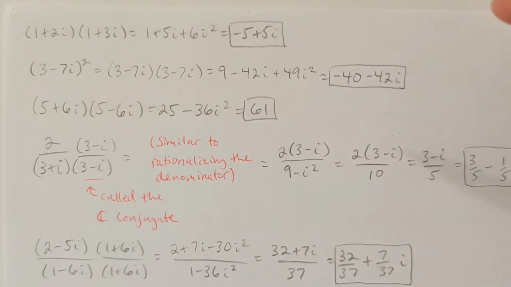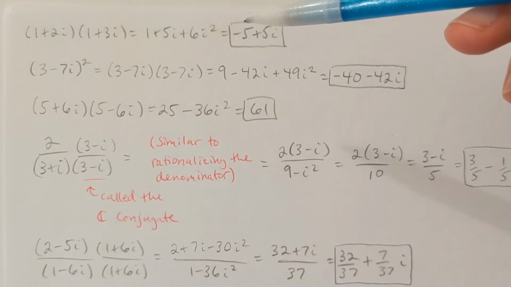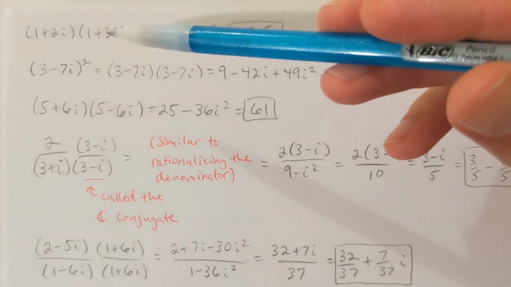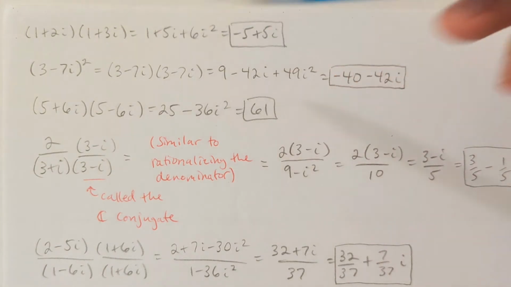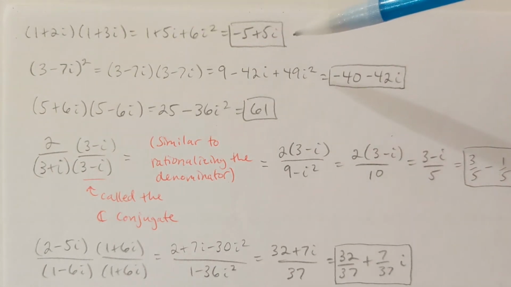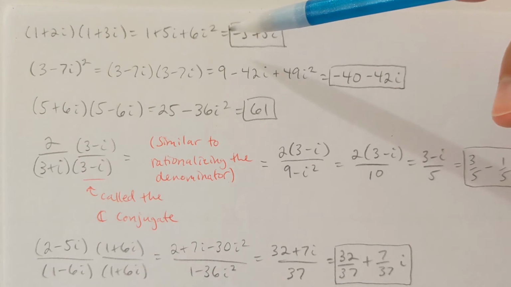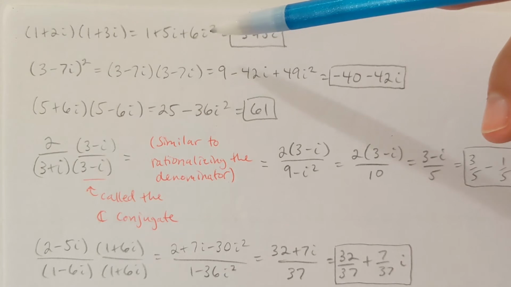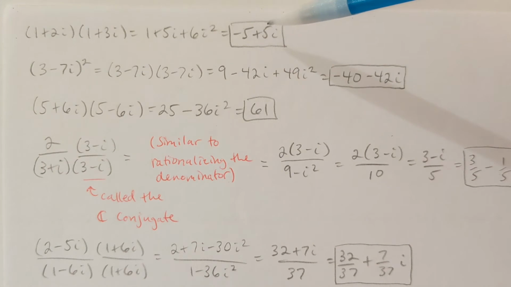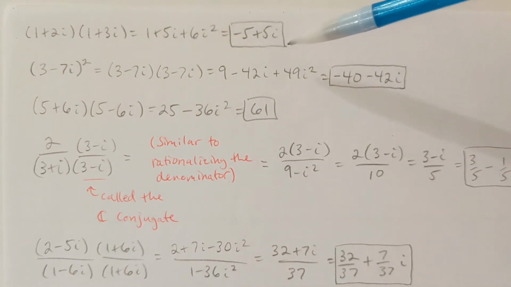Here's one. 1 plus 2i times 1 plus 3i. So the natural thing that somebody would want to do here is to FOIL it out. 1 times 1 is 1. 3i plus 2i is 5i. 3i times 2i would be 6i squared. i squared is negative 1. So really what we're doing here is we're subtracting 6. 1 minus 6 is negative 5 plus 5i, and so now we've got a complex number.